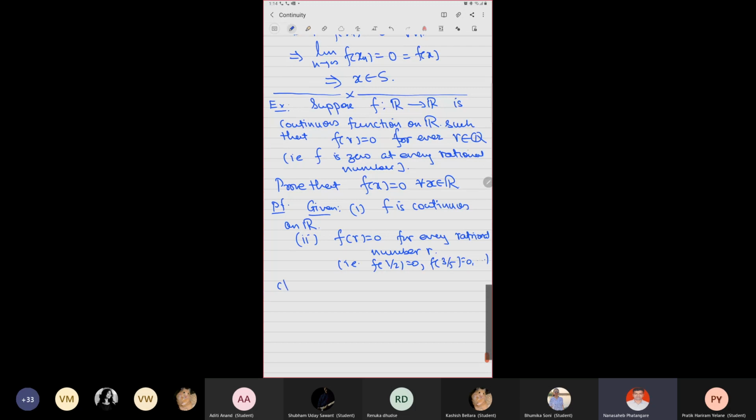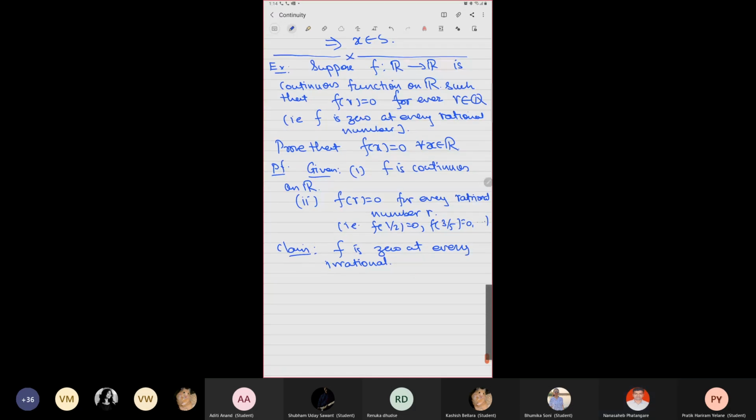What is our claim? f is 0 at every irrational. Right. If you ensure that it is 0 at every irrational, then ultimately it is 0 everywhere because at rationals already it is 0. That is, f of x is equal to 0 for every real x. If you show that it is 0 at irrationals, then already at rational numbers it is 0, so it would be 0 everywhere. Correct.